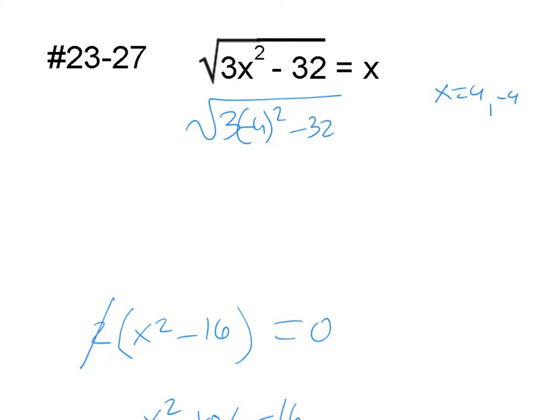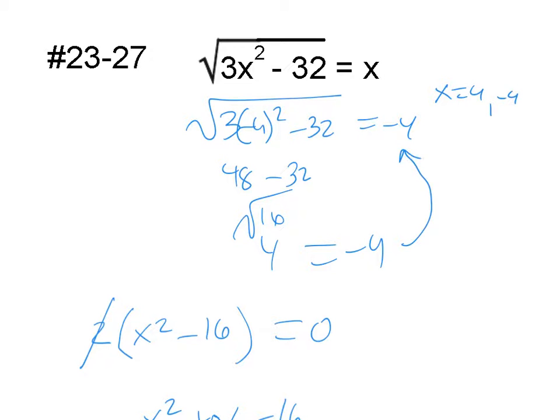So we'll try that. We'll put negative 4 in this time. Negative 4 squared is 16 times 3 is 48. Okay, and then minus 32 gives us 16. Square root is 4, but that doesn't equal negative 4. Maybe you would have recognized that right away. We can't possibly get something that equals a negative. So the only solution that works is x equals 4 for that one.